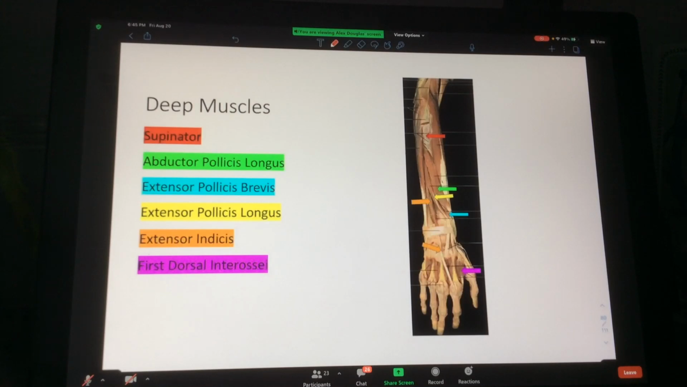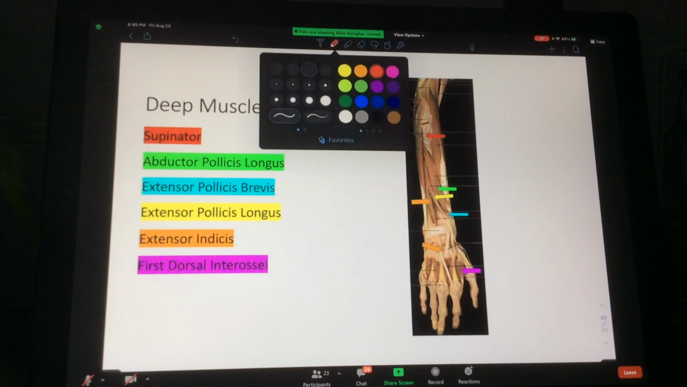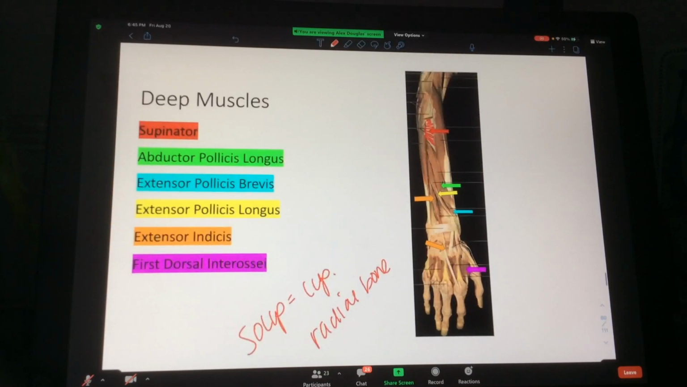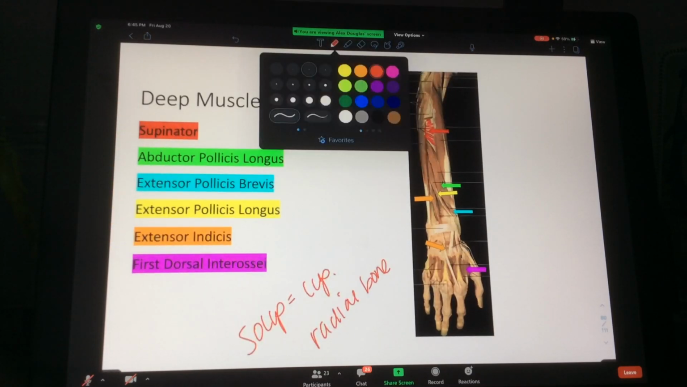And then deeper, you're going to have supinator. Supinator is going to help you supinate. Supinate means you cup your hand, because when you want soup, you're going to cup your hand, so it allows you to bring it up, supinate, okay? So it's going to be on that radial bone, and I would really recommend you to go into Complete Anatomy and look at how this goes over that radial bone, okay, to form that motion, okay? That's your supinator. Deeper, you're also going to have an abductor and extensors.